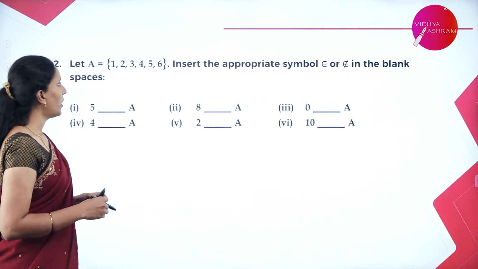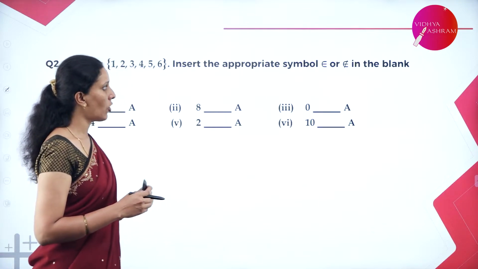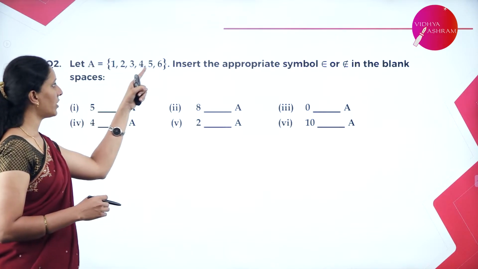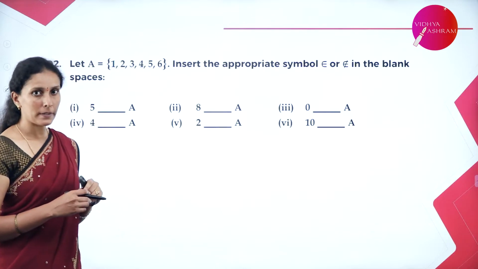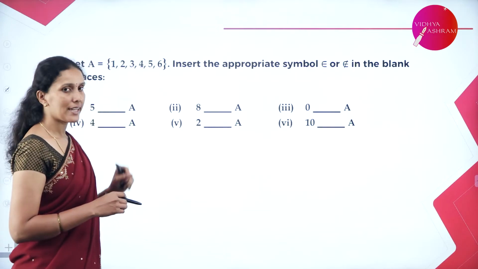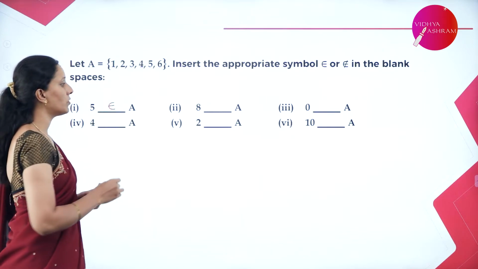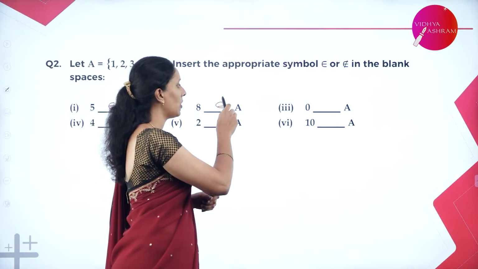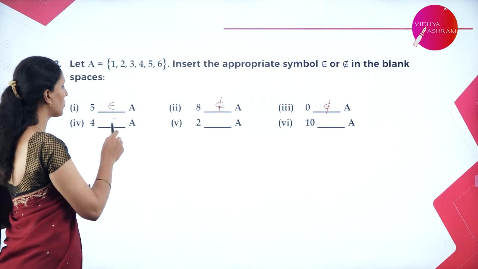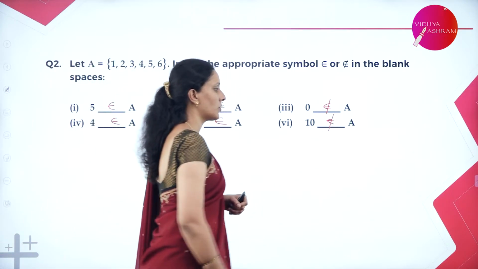Let A be equal to {1, 2, 3, 4, 5, 6}. Insert the appropriate symbol, belongs to or does not belong to, in the spaces. Now set A has the elements 1, 2, 3, 4, 5, 6. We need to insert the proper symbol. If the element belongs to the set, we put belongs to. If the element is not inside the set, we put does not belong to. So clearly 5 belongs to A. 8 does not belong to A. 0 does not belong to A. 4 belongs to A. 2 belongs to A. 10 does not belong to A.